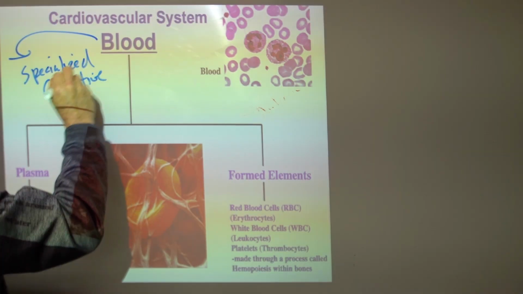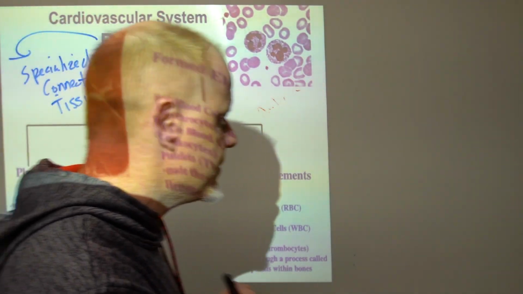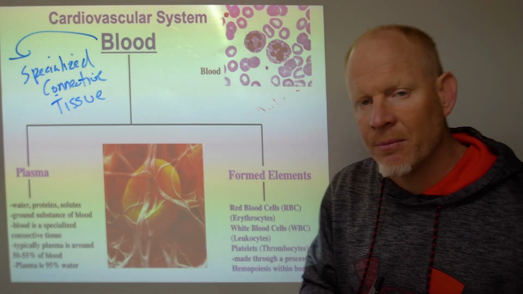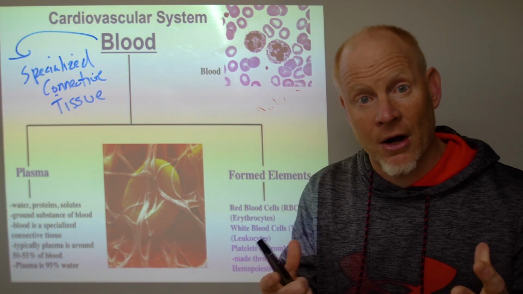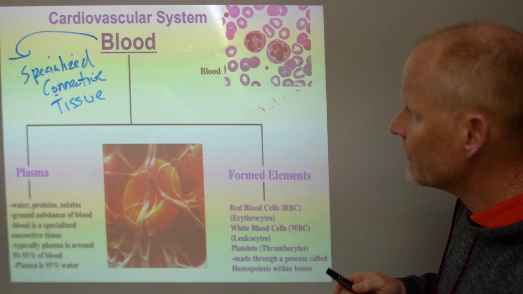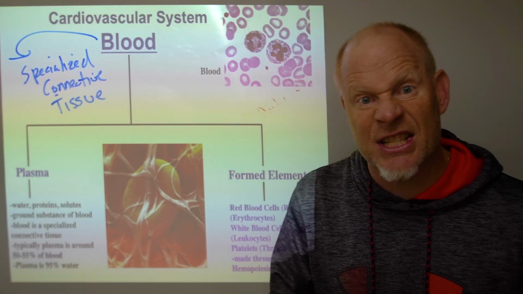So it's a specialized connective tissue. And it's a connective tissue because the formed elements, the actual solid parts of the blood, are formed by bone marrow, right? So bone is part of the connective tissue. And so basically blood is broken down into two kind of parts because it's a suspension.